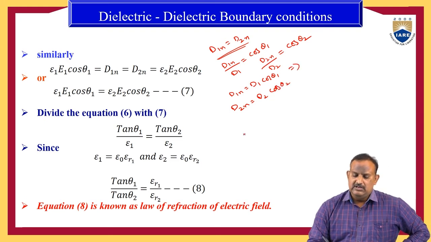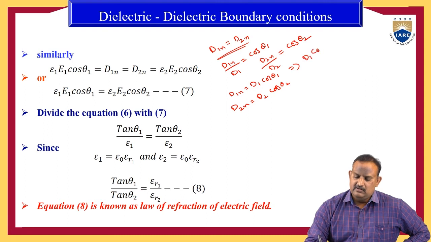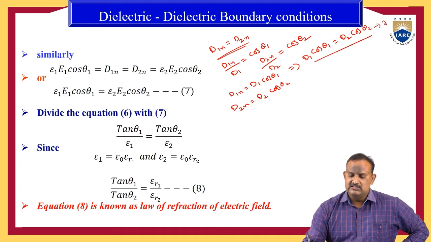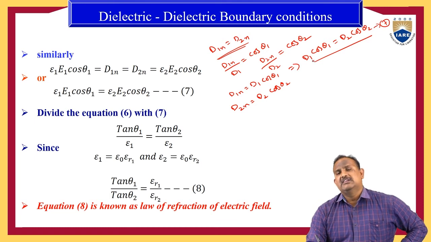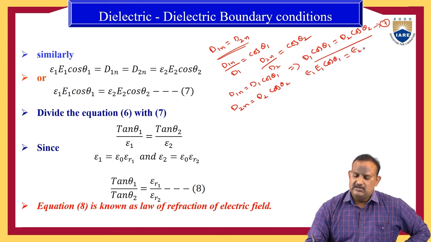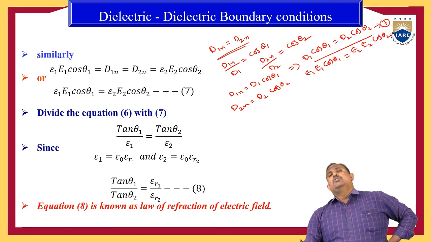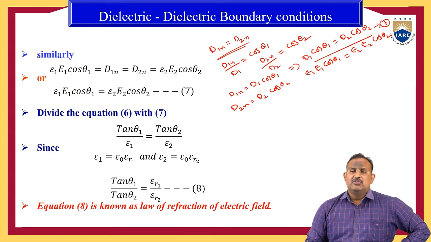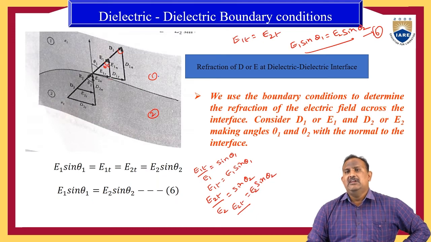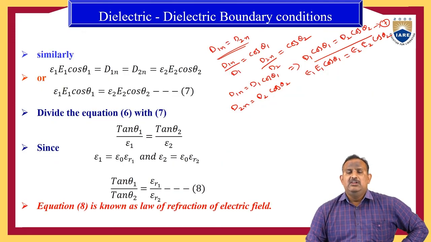If D1n equals D2n, then we can write D1 cos theta 1 equal to D2 cos theta 2. Let us assume it is equation 7. Or in place of D, we can write epsilon into E, because D is equal to epsilon into E. We can write epsilon 1 E1 cos theta 1 equal to epsilon 2 E2 cos theta 2. Now divide equation 6 by equation 7. Equation 6 is E1 sin theta 1 by E2 sin theta 2.